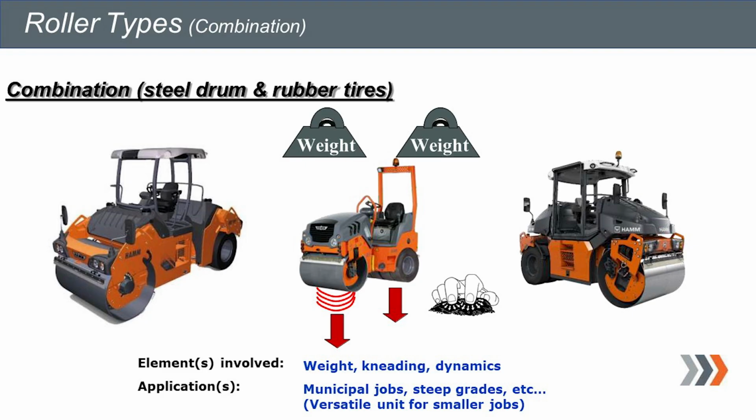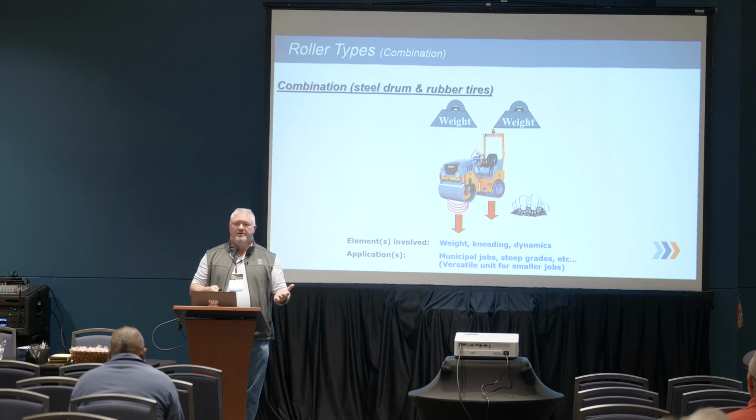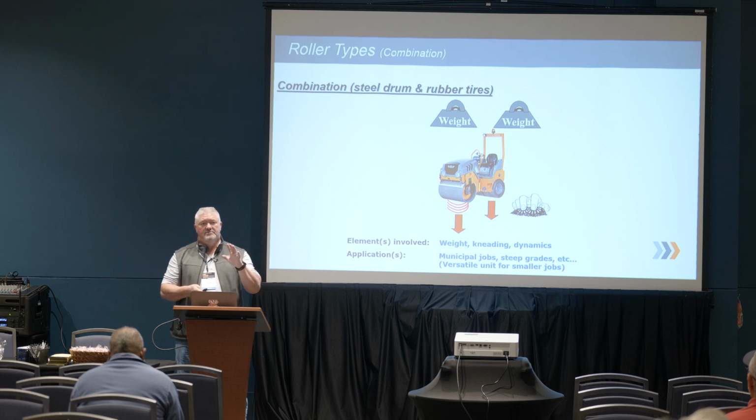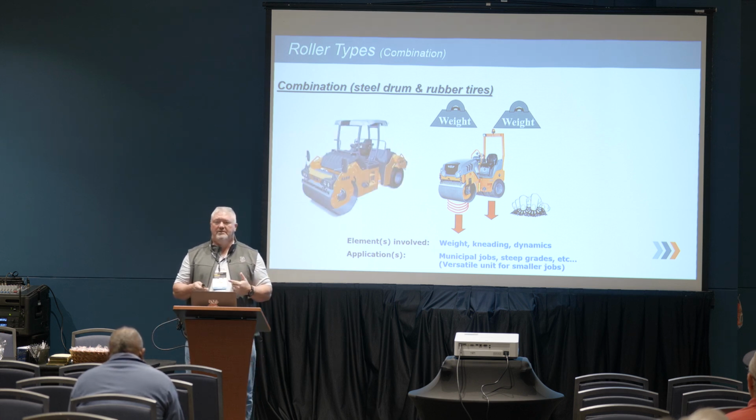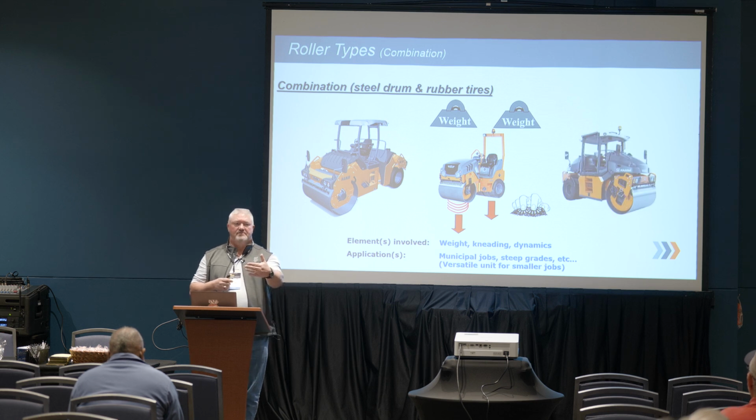Combination rollers are becoming more and more popular, especially with municipalities, small contractors doing parking lots and so forth, where you have the vibration drum up front and the rubber tires in the back. They're great for steep angles because you get a little bit more traction with the tires. Nice thing is we can actually run them in reverse, put the rubber tires up front and finish with the steel. So you've got two rollers in one. A lot of municipalities like that. They only have to run one roller.